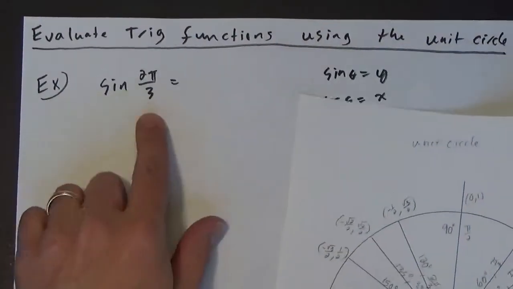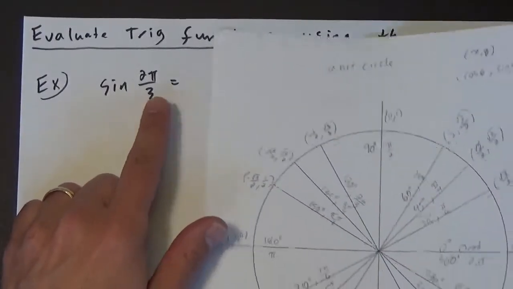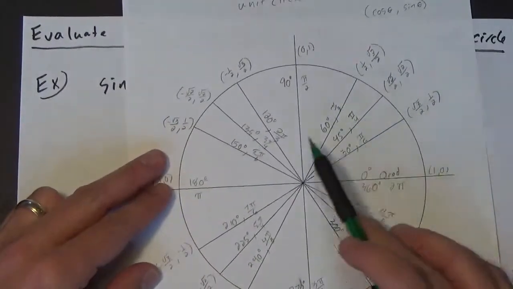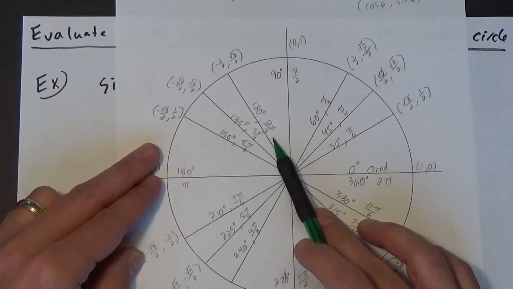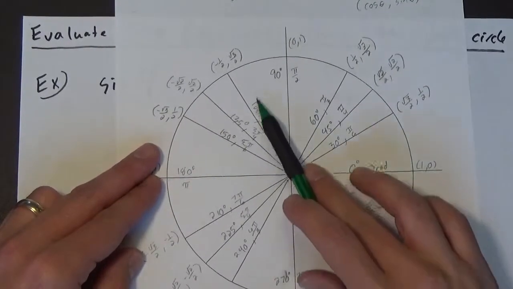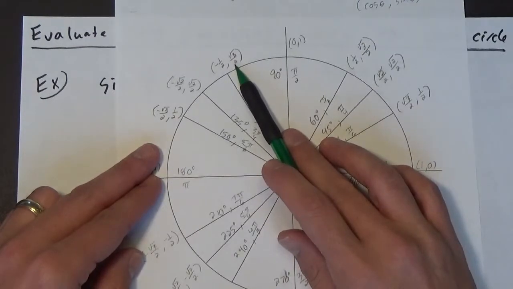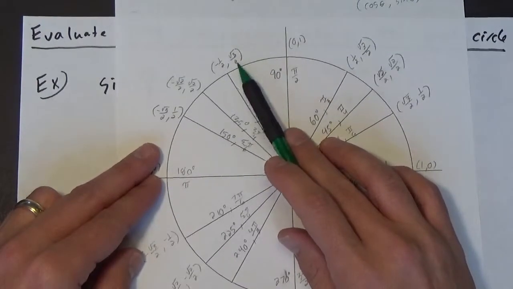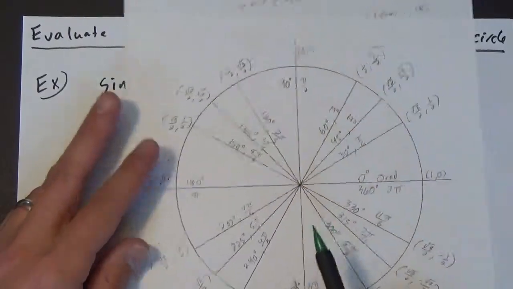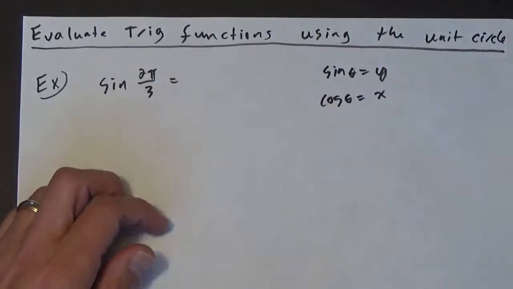Well, that makes this a lot easier, because if I have 2 pi over 3, and I just look around on my unit circle and I say, oh hey, here's 2 pi over 3. I go up to the coordinates, negative 1/2 and the square root of 3 over 2, and because I know the sine is the y coordinate, that means it must be the square root of 3 over 2.